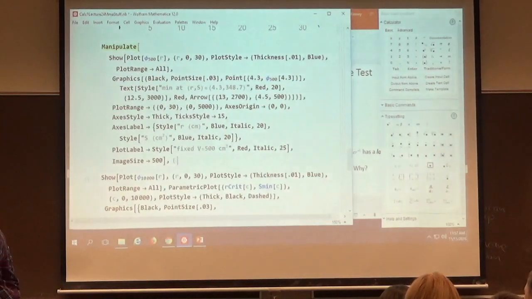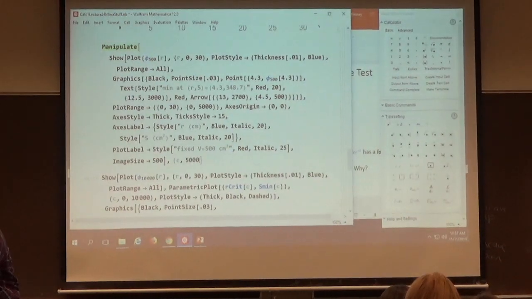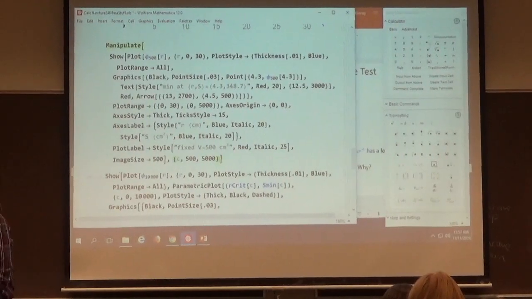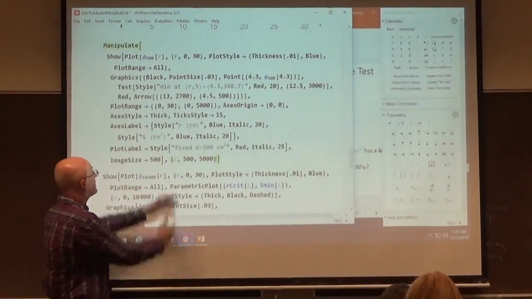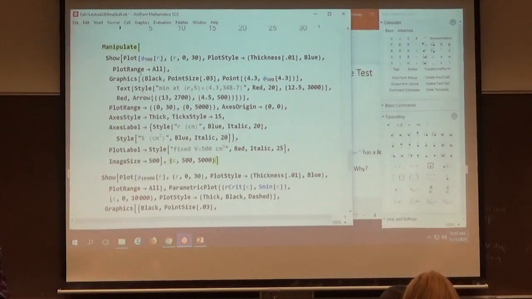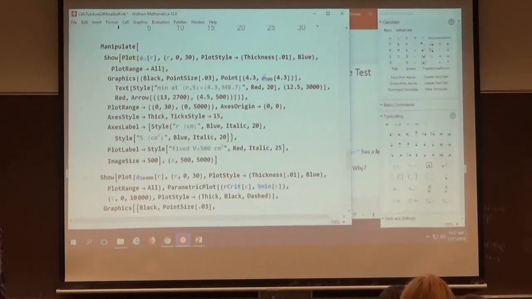Here's the syntax. Put a comma, then say C goes from, oh, I don't know, 500 to 5,000. But that's not going to make any changes yet either, because I don't have C anywhere else. Where do I want the C? How about the subscript right here? Instead of 500, put a C. How about right here, instead of a 500, put a C?